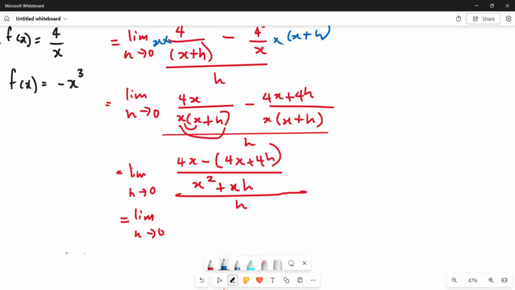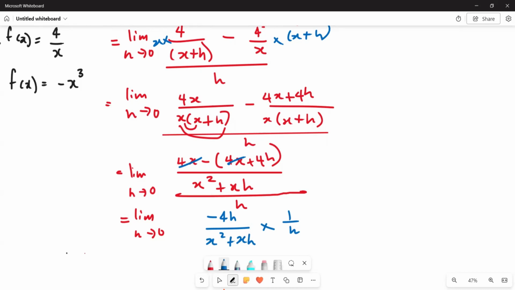Now, what is it that I'm going to be left with now? Can you see that the 4x and the negative 4x are going to cancel here, right? Which means I'm going to be left with negative 4h over this, the same as my x squared plus my xh. This is going to be multiplied, right? Remember, here it's the same as h over 1. So when I multiply here, it's the same as 1 over h. Can you see that? I multiply by 1 over h.